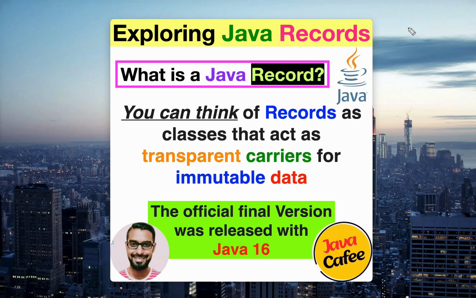So as we have seen the way how we can create an immutable data carrier class, now it's time for us to migrate that piece of code into Java record style of code. So what is exactly a Java record?